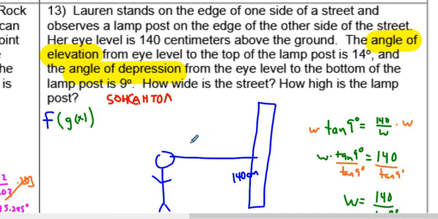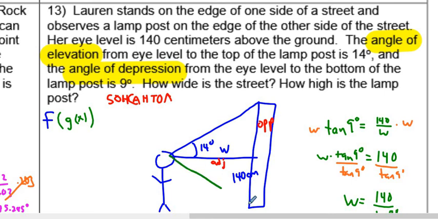And then she looks up, right? She looks up at an angle of elevation to the top of the lamppost, and you start to feel like, okay, this is very similar, and it is. This is 14 degrees. But even though this is opposite, right, and this is adjacent, the problem is I don't know the width of this street. So that's what the second part of the problem is for.